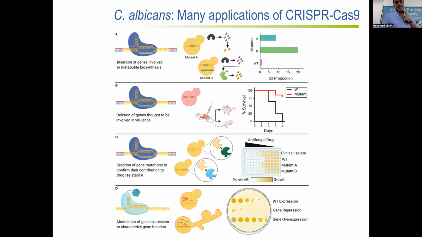Okay. Many applications of CRISPR-Cas9, including insertion of genes to modify the metabolism of a given strain, and deletion of genes thought to be involved in virulence. So this is knocking out a gene. This gene is important for virulence of Candida albicans, shown by performing systemic infection models in mice.